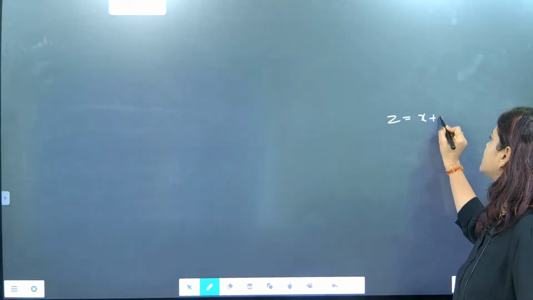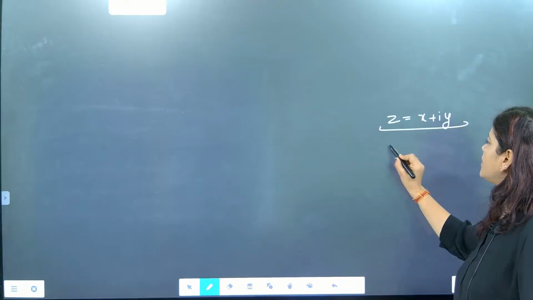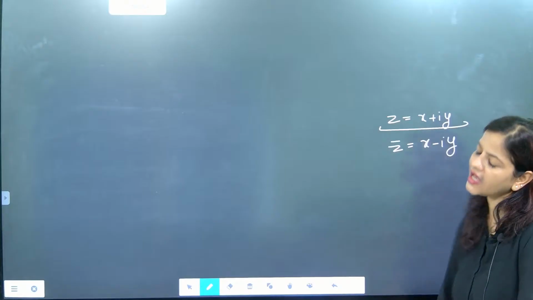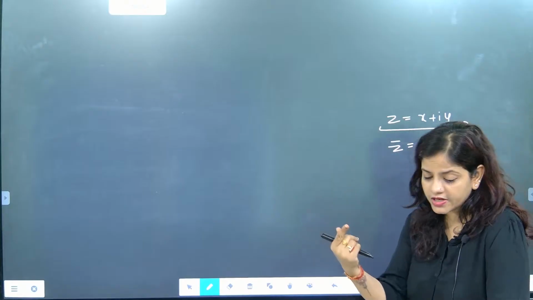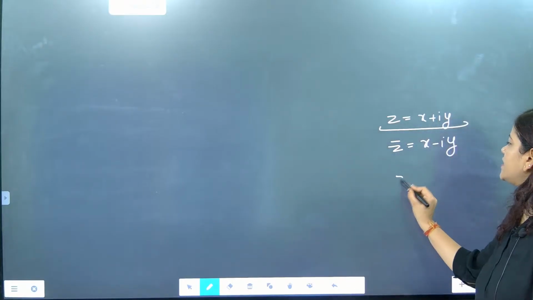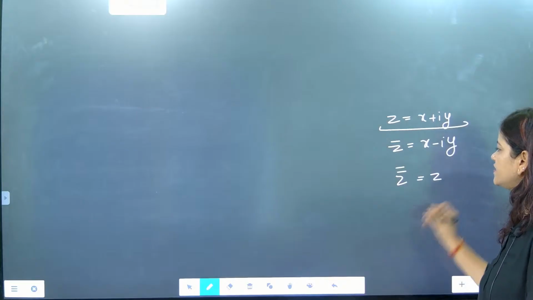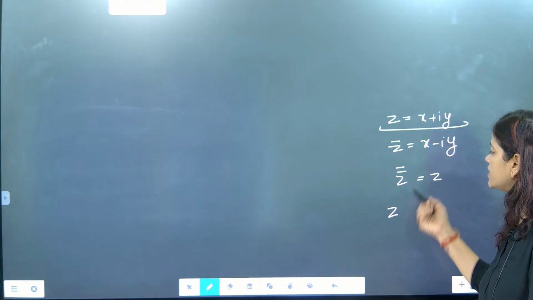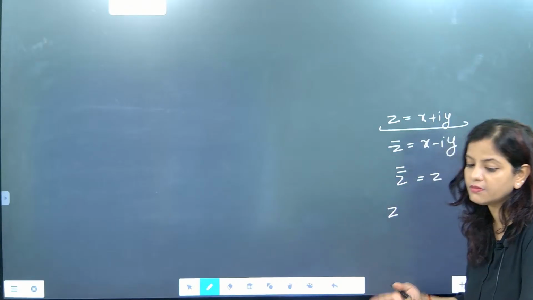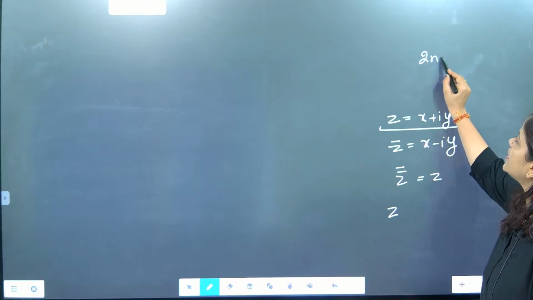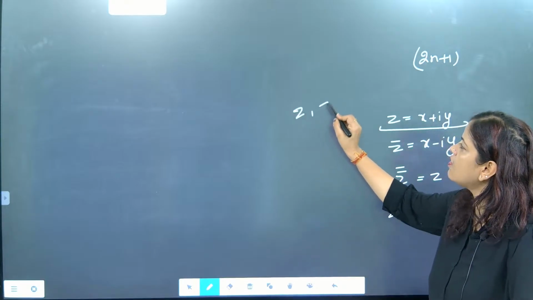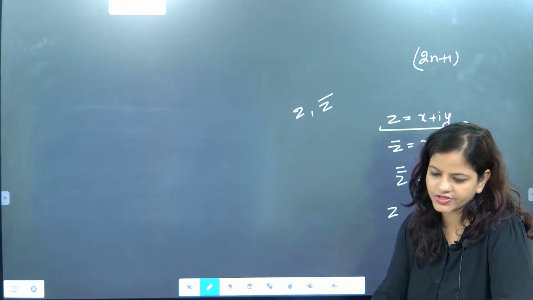So now look here. What is exactly z? z is equal to x plus iy. When you write its conjugate, it will become x minus iy. When you apply conjugate 2 times, you get z itself. Then my question was: when you write the conjugate of a complex number 2n plus 1 times, what will it give? Will it be z itself or z conjugate? That was the question.